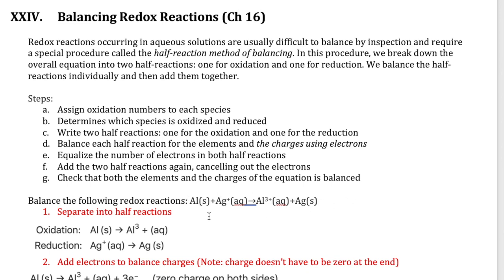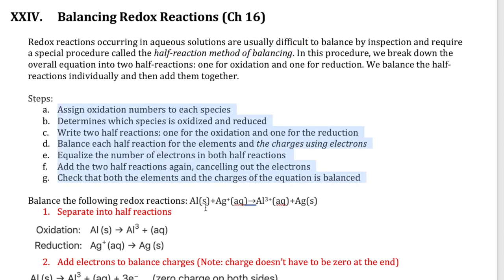But the key here is to understand that those elements are not existing in the same state. So the aluminum here is a solid and the aluminum here is an ion. So you're going to have to worry not just about the element number, but also how many electrons are existing on the left side of the equation versus the right side of the equation. And that's where we need a more advanced method of balancing equations, which is called the half-reaction method.